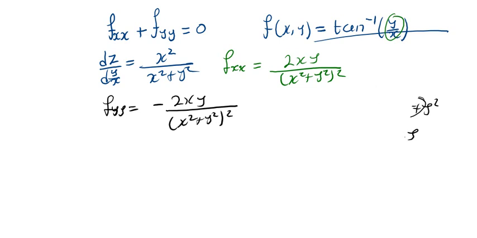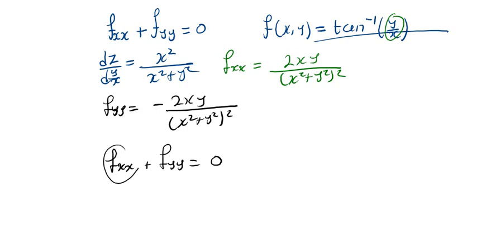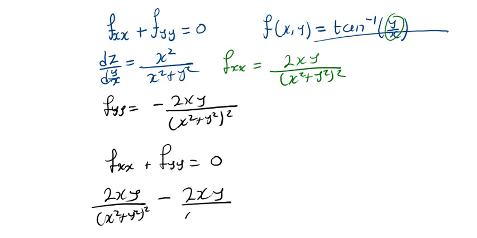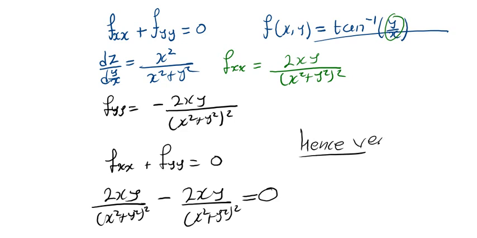Now remember, what we are trying to verify is the fact that our second partial with respect to x plus second partial with respect to y is equals to 0. So if you bring in this part here, the second partial with respect to x, which is your 2xy divided by your x squared plus your y squared squared, like that, then you're going to put this one, which is the second partial with respect to y, which is minus 2xy divided by x squared plus y squared squared, and you observe that this is going to be 0, hence you have verified. And that's all that we're required to do.